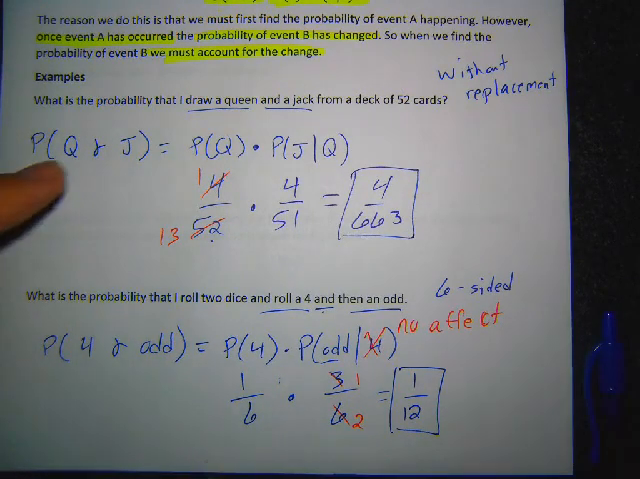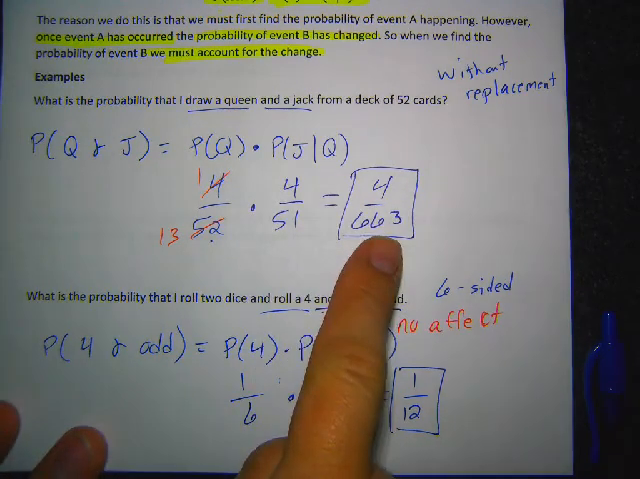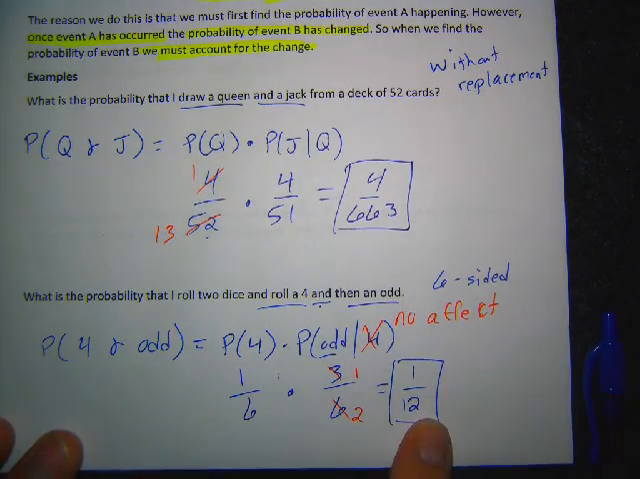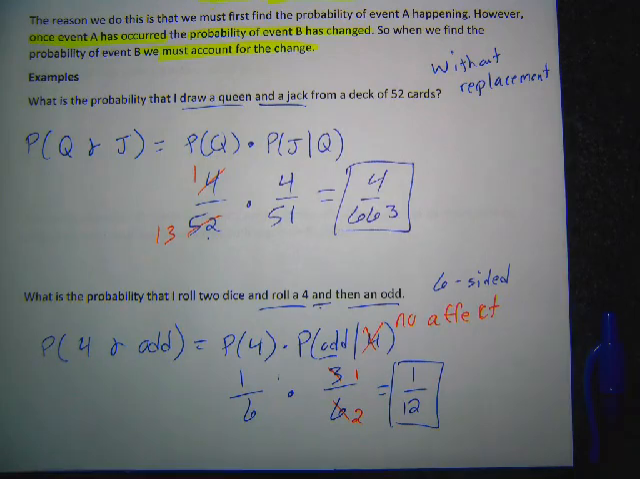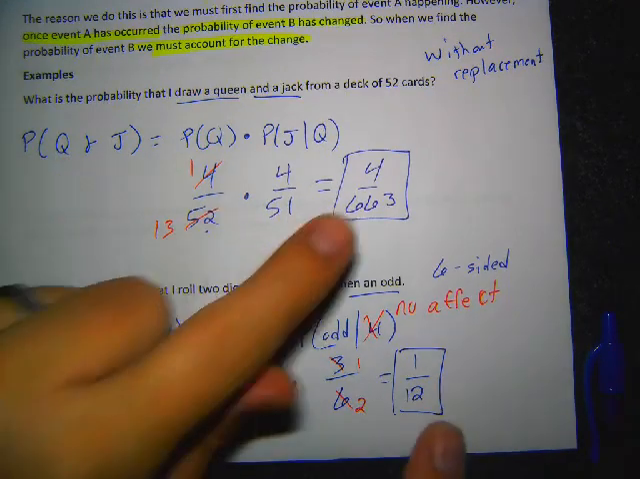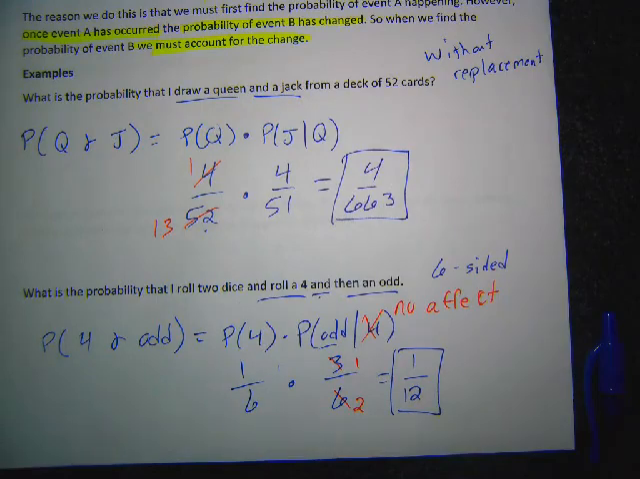You'll notice with these probabilities, the chances are a lot lower. Here, 4 out of 663, that's really low chances. 1/12 is a lot lower than 1/6. It's harder to do 2 things than just 1. So trying to get both things to happen is usually more difficult. So when you're doing "and" probabilities, you should expect kind of small answers because you're trying to do more than one thing. So it makes it harder to make it work.